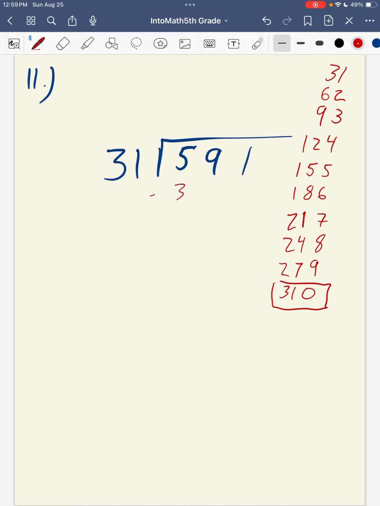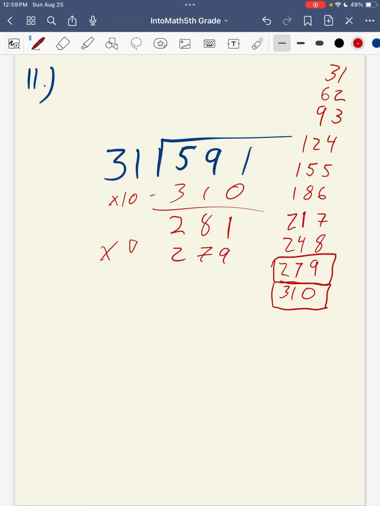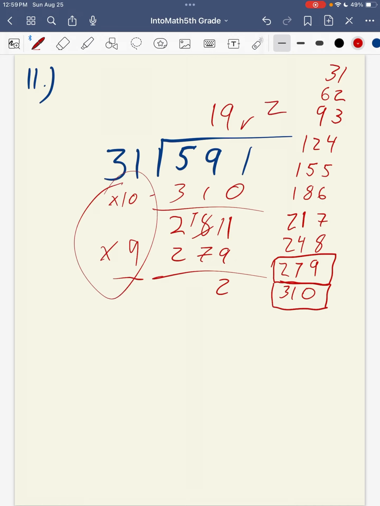See that times 10, 310. I can subtract from here, so that's 10 there. 591 minus 310 leaves me with 1 minus 0 is 1, 9 minus 1 is 8, and 5 minus 3 is 2. 281. Well, looking here, my ninth multiple, 279, fits in nicely, and that's times 9. And that will leave me with a remainder of 2. So this is 19 remainder of 2. Okay, so that's using my partial quotients.